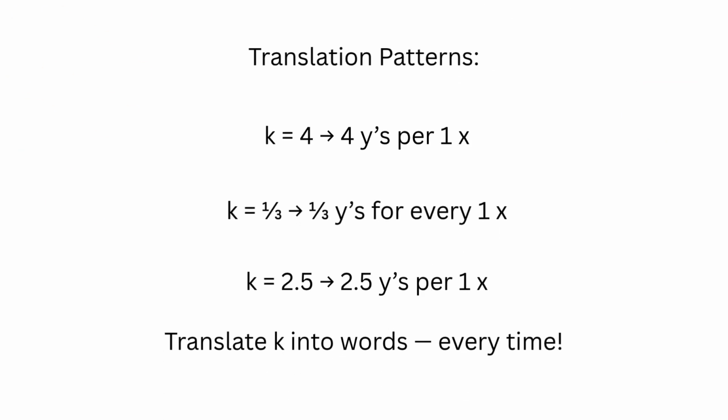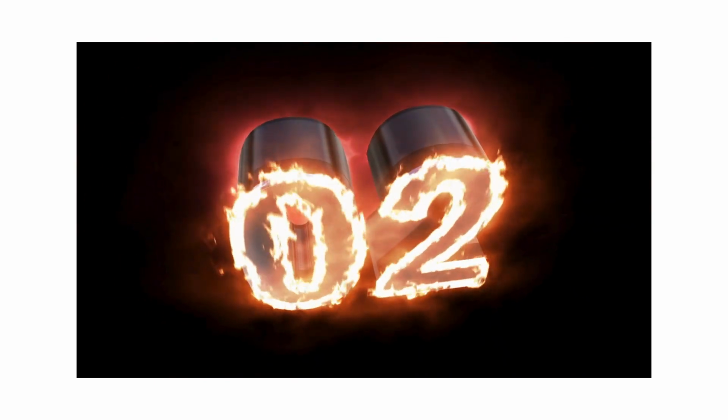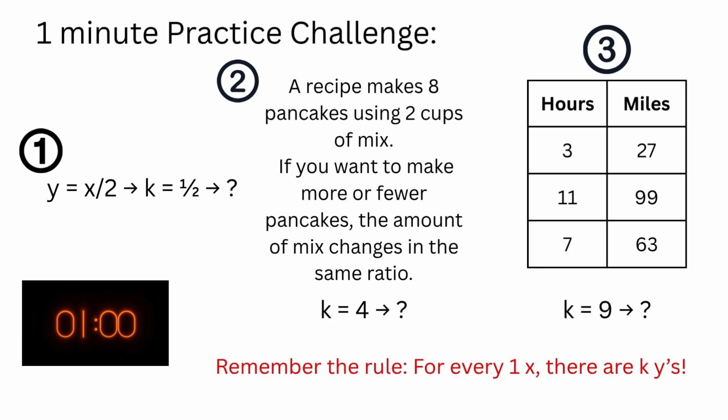You can turn any k into a sentence. If k equals 4, say 4 y's per 1x. If k equals 1/3, say 1/3 of y for every 1x. If k equals 2.5, say 2.5 y's per 1x. Time for practice. In the next minute, take the k for each example and translate it into words. 3, 2, 1.